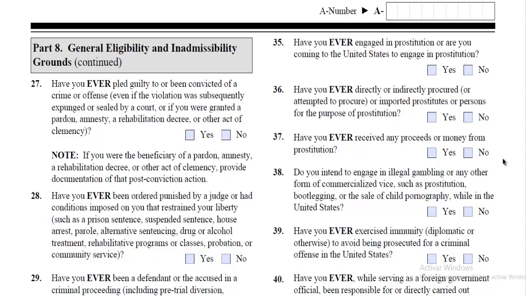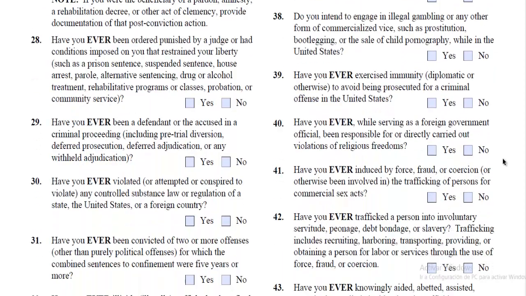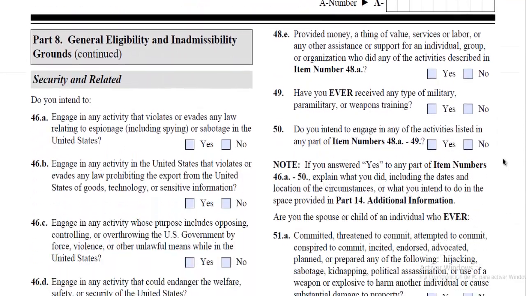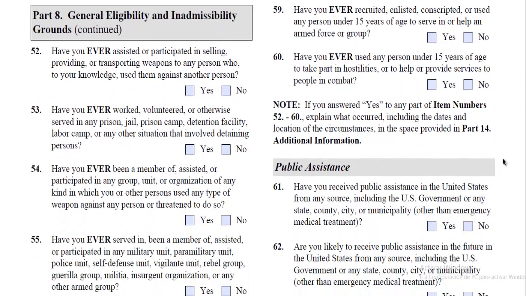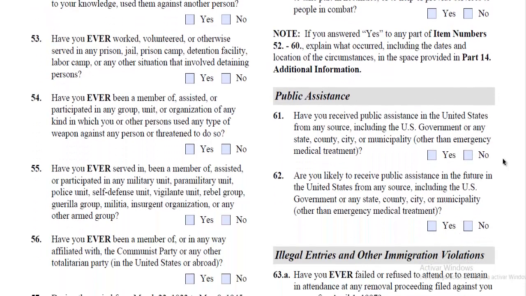Okay, and with regard to public assistance, which are questions 60 to 62, this is very important. Let me scroll down. This is questions 61 and 62.